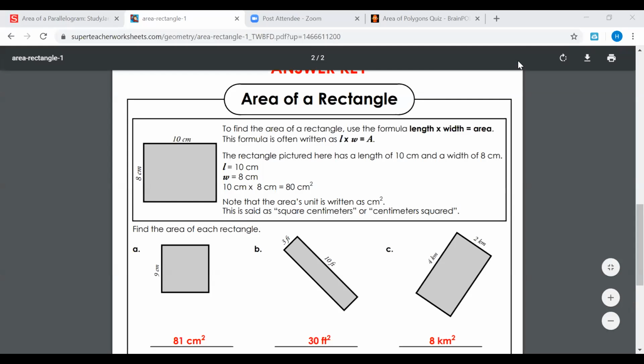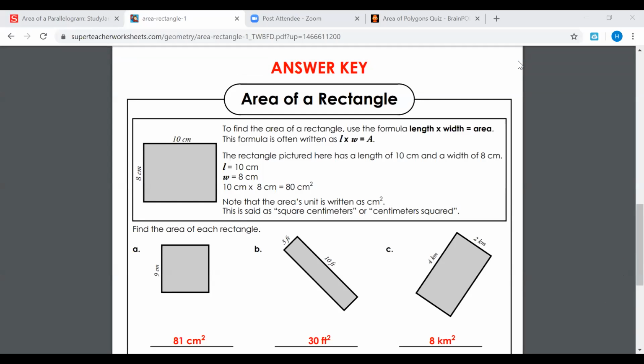In the packet that you have, I'm going to ask for you to also practice area of a rectangle. To find the area of a rectangle, again, you're going to use a formula: length times the width equals area. It's often written as L times W equals A. I'm showing you the first 3 answers, A, B, and C, just to make sure that you're doing this correctly. So again, you're just multiplying the length times the width.